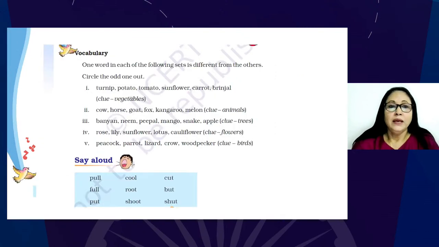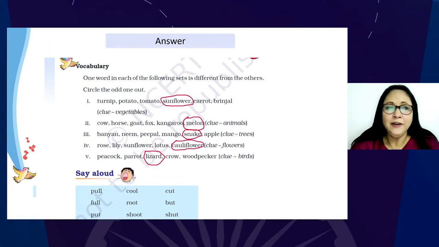Right. Okay. Here are some words, and there is a clue given. You have to circle the odd man out. The first clue is vegetable. All are vegetables, but one is not a vegetable. I am giving you the answer. You can find it out, don't look at the answer, but right now I will be telling the answer. Turnip, potato, carrot and brinjal are vegetables. Sunflower is a flower, so it's an odd man out.